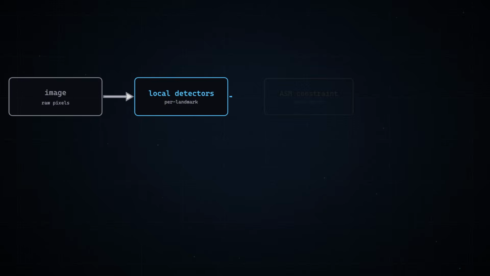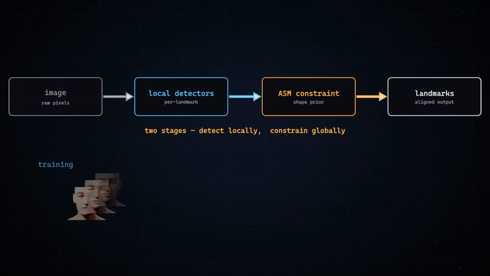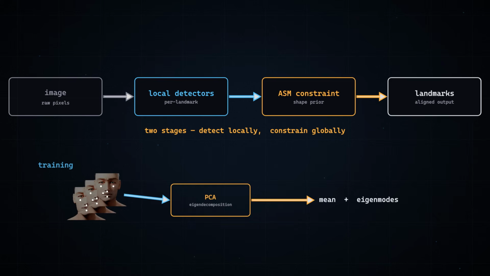First, detect the face. Then, crop. Then, find the points. And finally, refine. Only the finder step changes. Everything else stays the same.